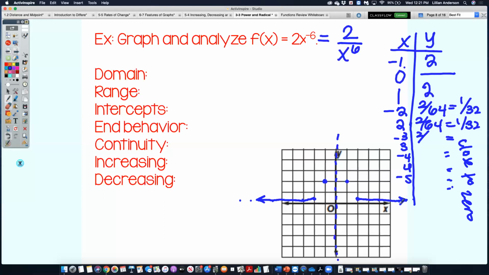Same thing going if I were to plug in 1/2 or 1/3 or 1/4. These values are going to get really, really close to that y-axis, but never cross nor touch. This is what these functions look like.